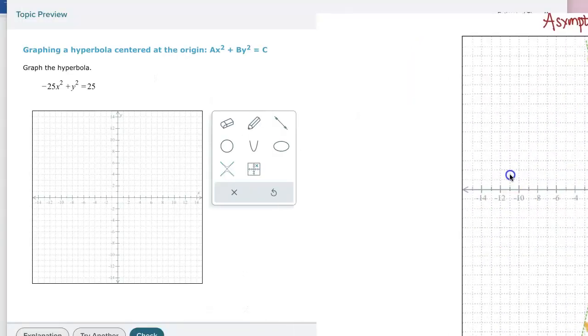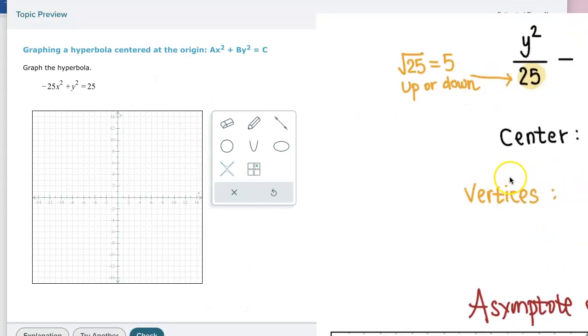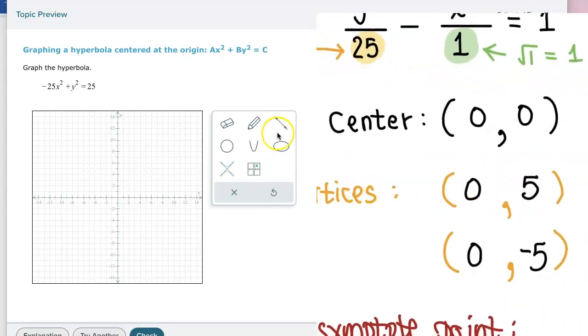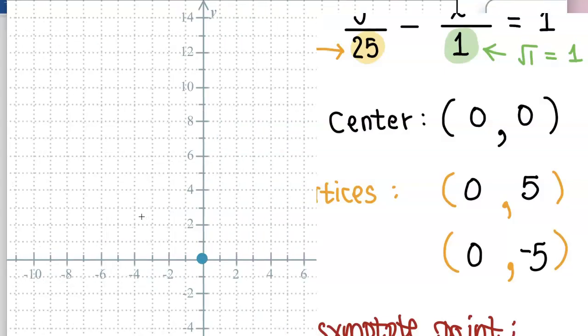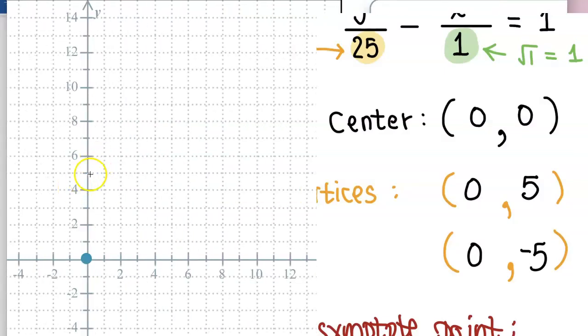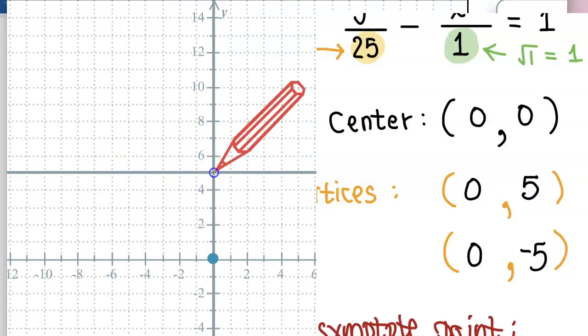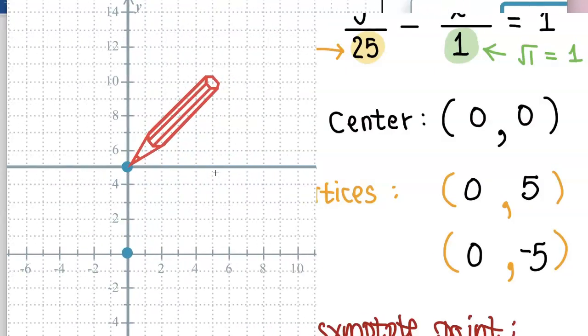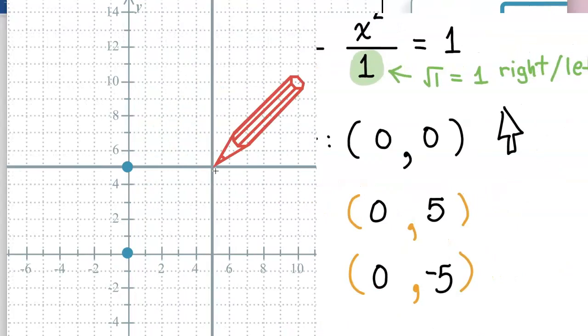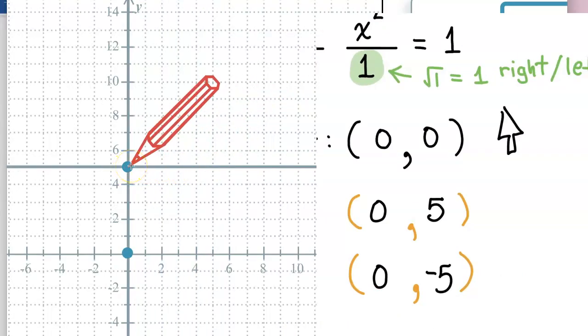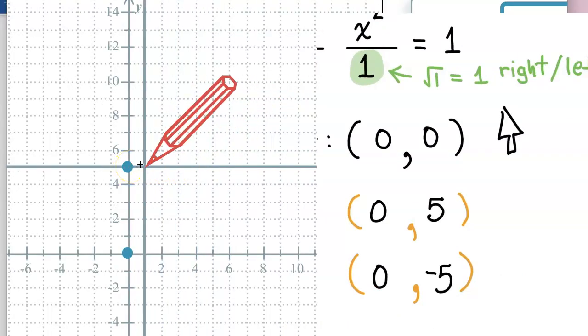So I don't have the center plotted, but what was my center? Let me look at my note. Center was at 0, 0. So I plotted the 0, 0. The vertices were 0, 5, 0, negative 5. Let me just plot the one up at 0, 5, okay? So click on 0, 5. And now remember how many we went to the right or left. From that vertex, we go one to the right to plot a point for the asymptote.